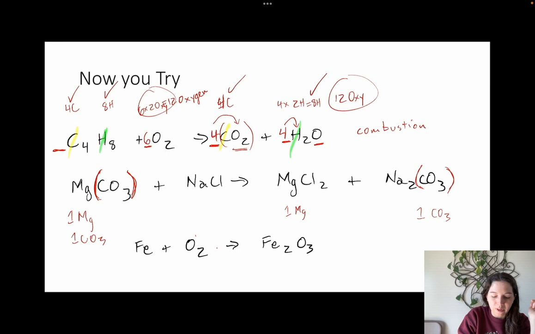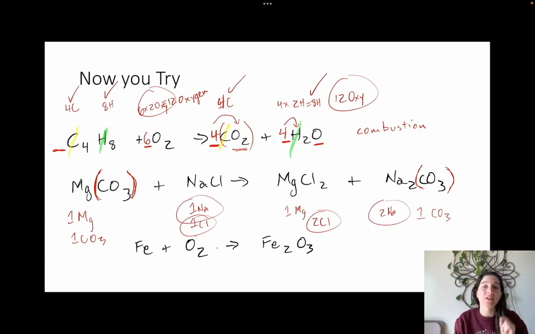Let's go to our sodiums. We've got 1 sodium here, 2 sodiums here. Oh, okay. We need to fix that. We've got 1 chlorine over here, and we've got 2 chlorines over here. That needs to be fixed. Okay. So here's where our changes need to happen. In our product side, the Na2, we've got more sodiums than we need.